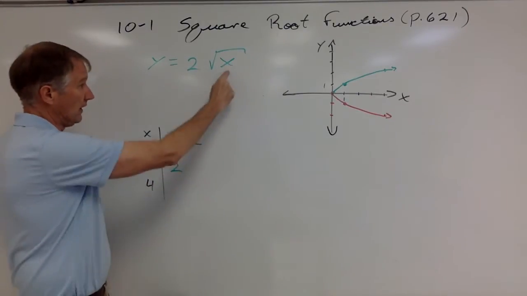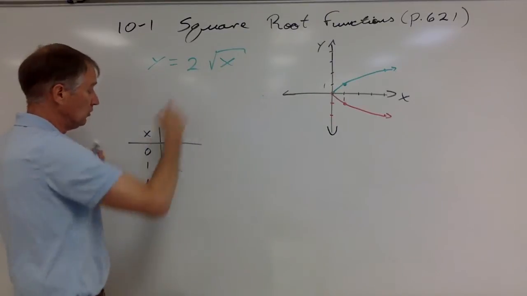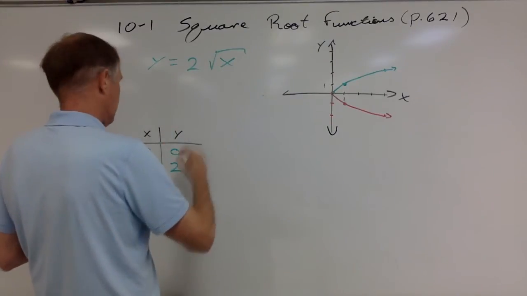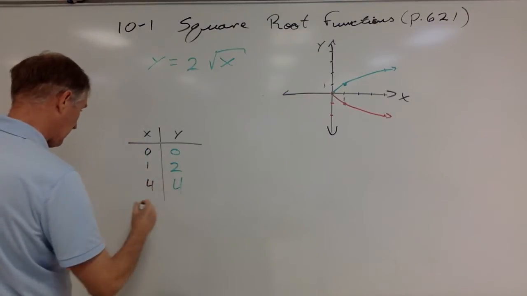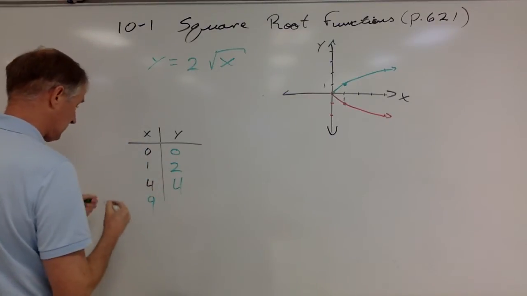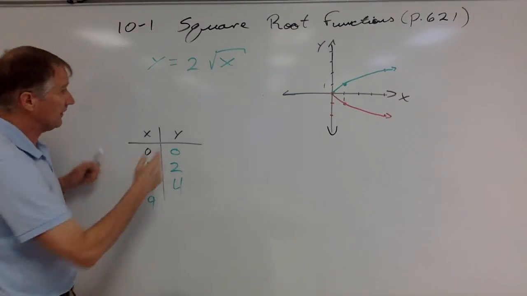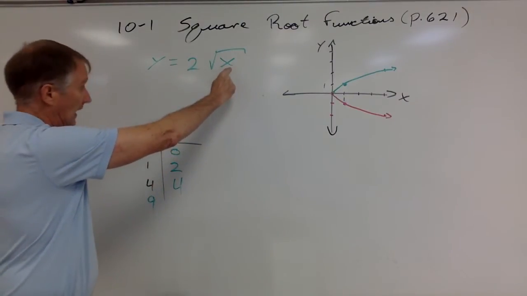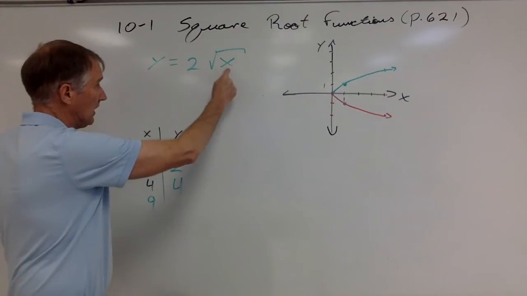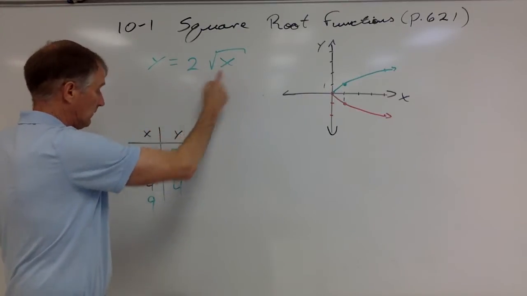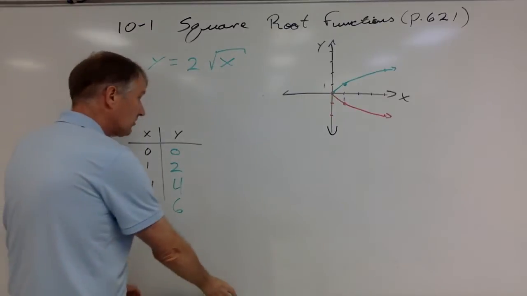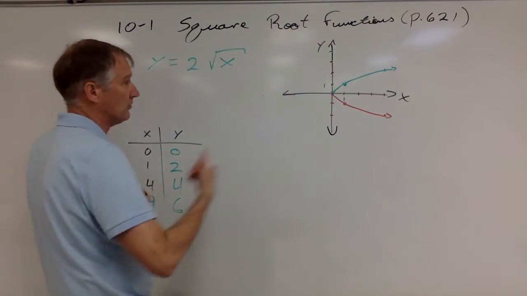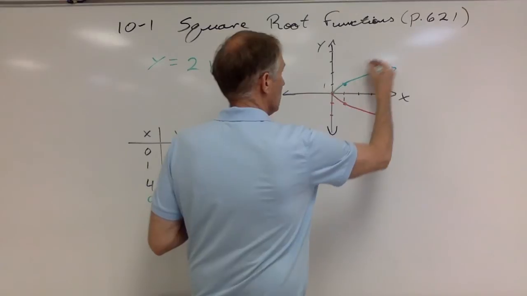Put in 4 for x. Square root of 4 is 2. Times 2 is 4. If I wanted one more number, let's say we go up to 9. I'm just using perfect squares, that's easy to do. If I put 9 in for x, the square root of 9 is 3, and 2 times 3 is 6. So this is still going to be curved upwards, but it's going to curve a little higher.